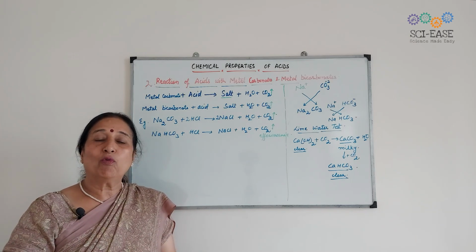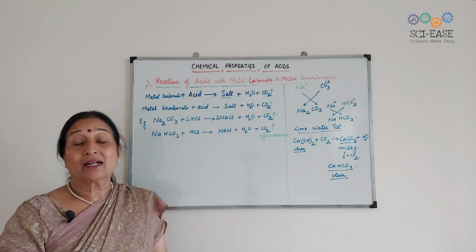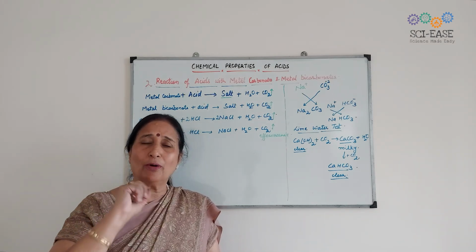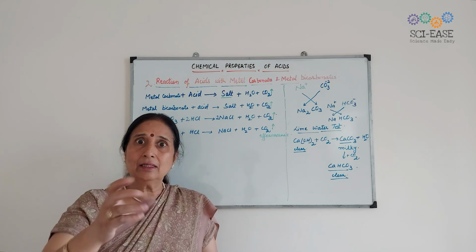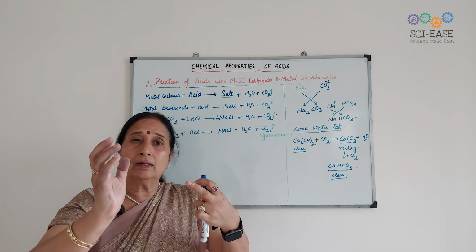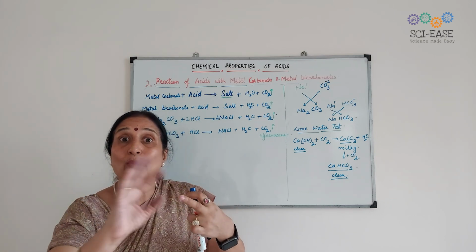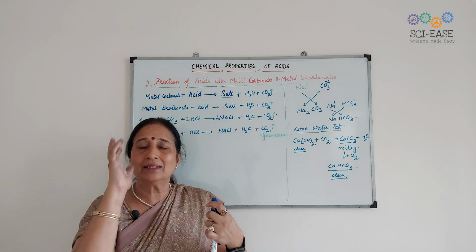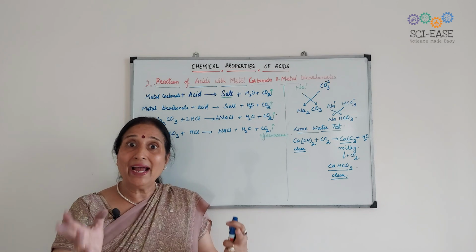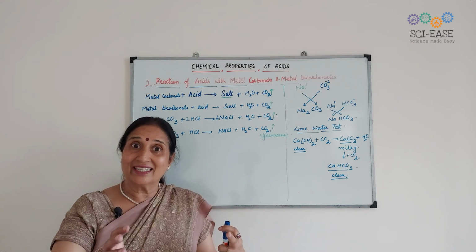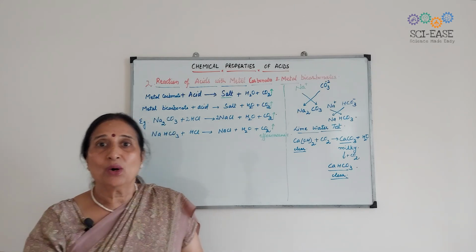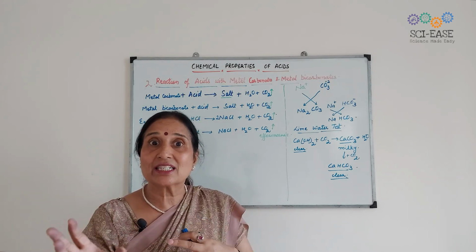Another thing I want to tell you about carbon dioxide. When you are in 6th or 7th class, you perform the activity, you take the burning candle, and that burning candle comes in contact with the carbon dioxide, you will see that the candle will extinguish. Extinguish means bujh jayegi. Why? Because carbon dioxide acts as a fire extinguisher.